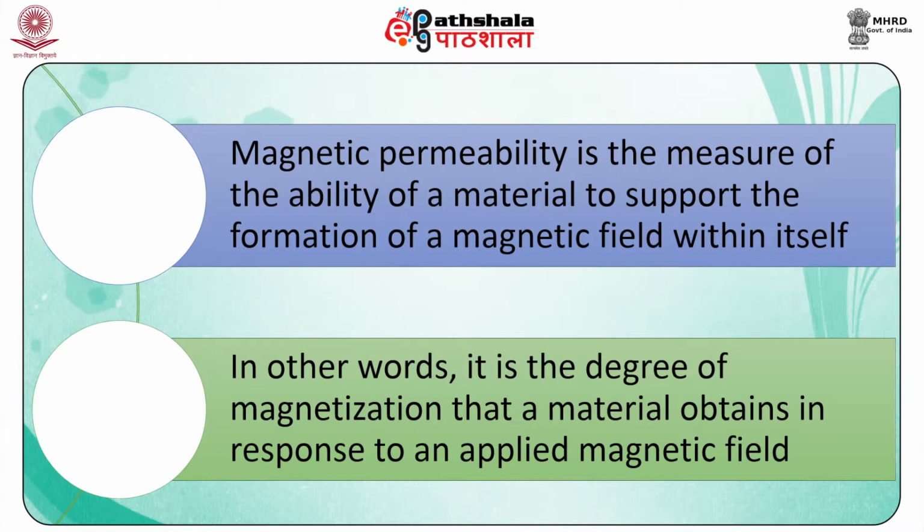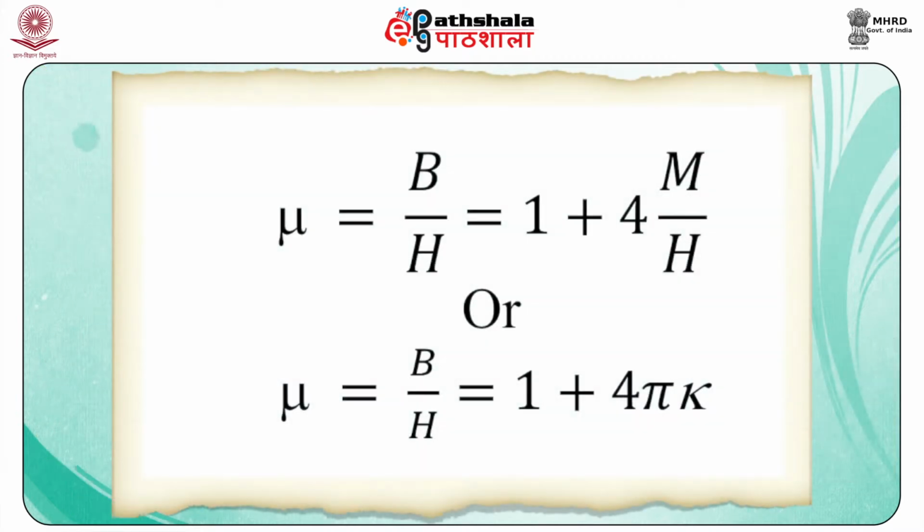Magnetic permeability mu. Magnetic permeability is the measure of the ability of a material to support the formation of a magnetic field within itself. In other words, it is the degree of magnetization that a material obtains in response to an applied magnetic field. Magnetic permeability is typically represented by the Greek letter mu. The reciprocal of magnetic permeability is magnetic reluctivity. Mu is equal to B upon H is equal to 1 plus 4 pi M upon H.